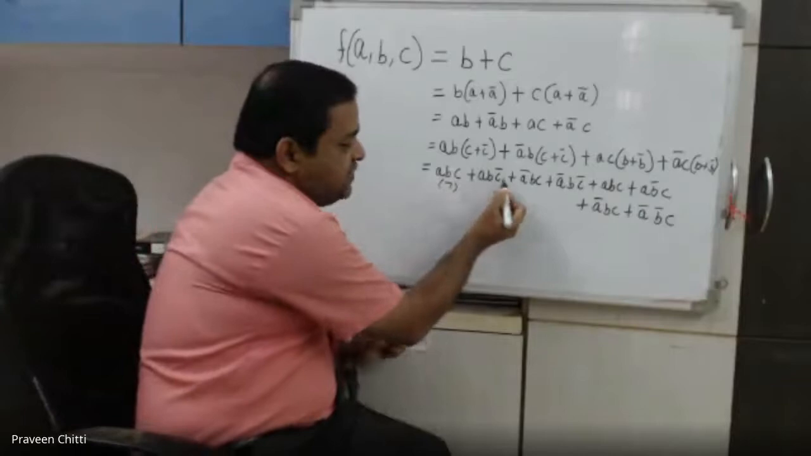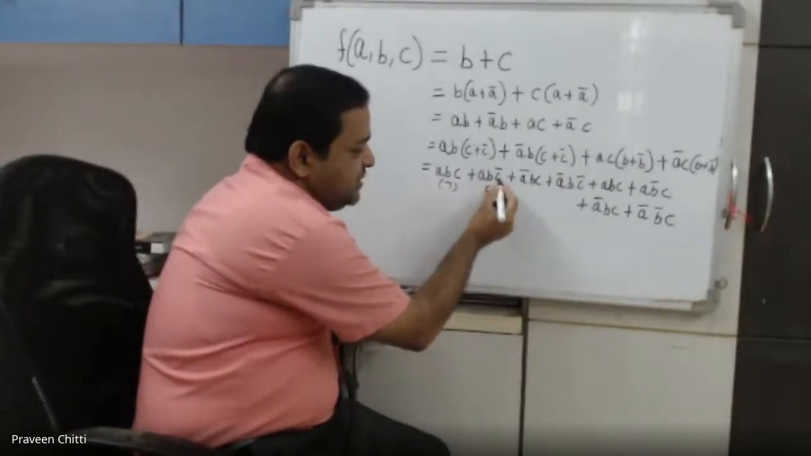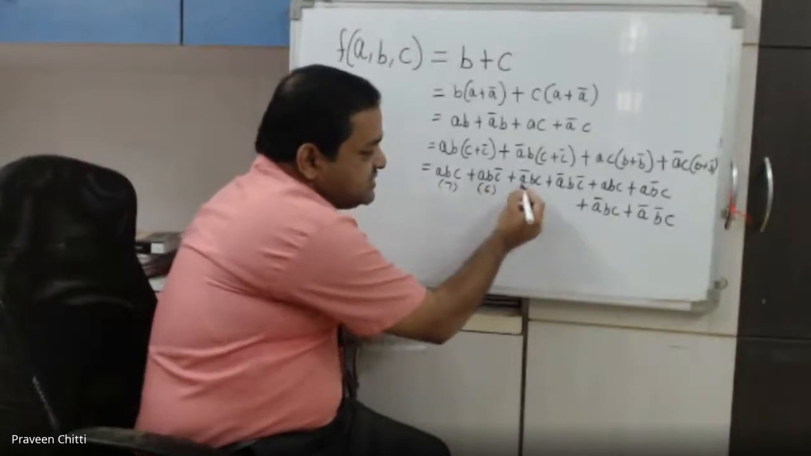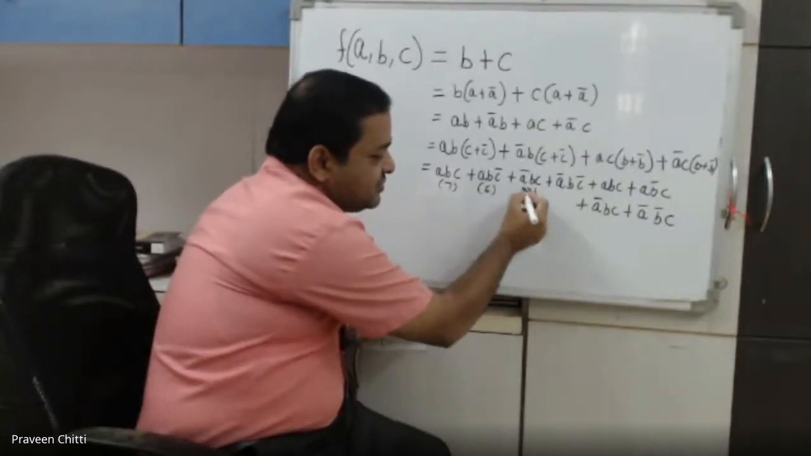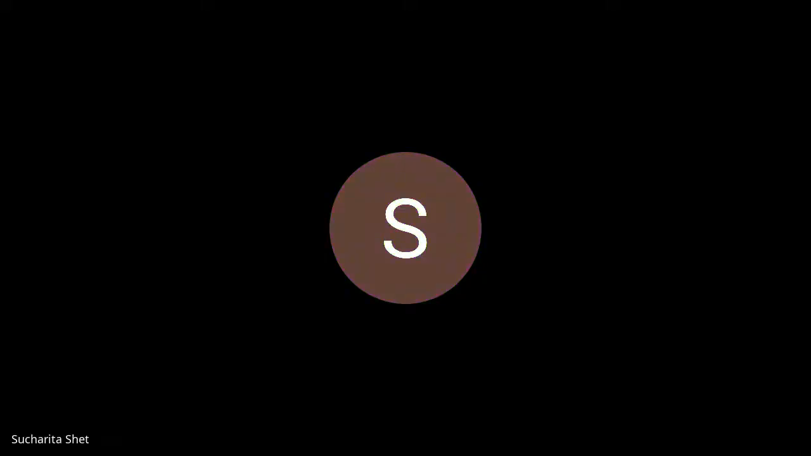Next is 1, 1, 0. 1, 1, 0 is how much? 6. This is 0, 1, 1. How much? 3. 0, 1, 1 is how much? 3.